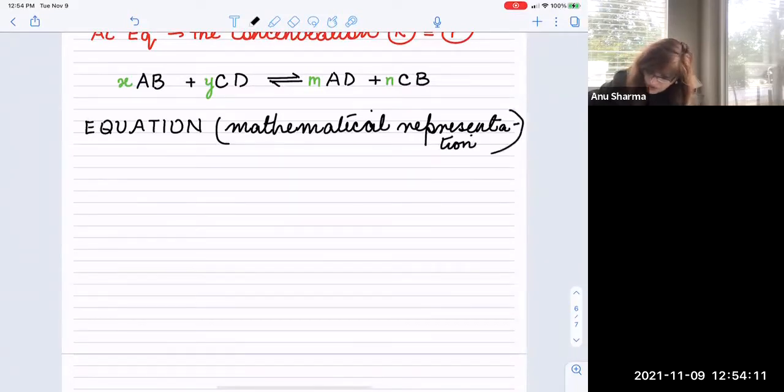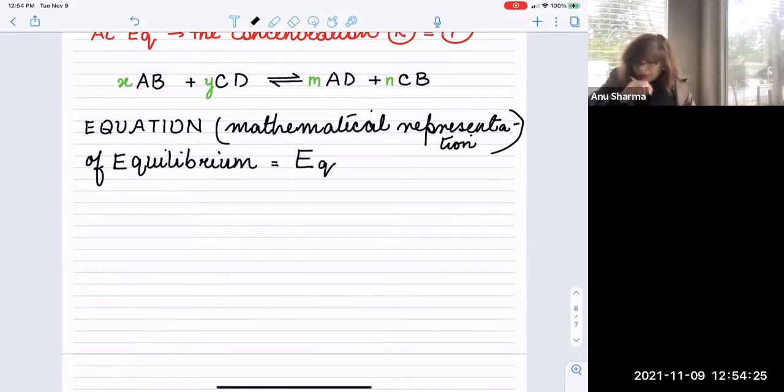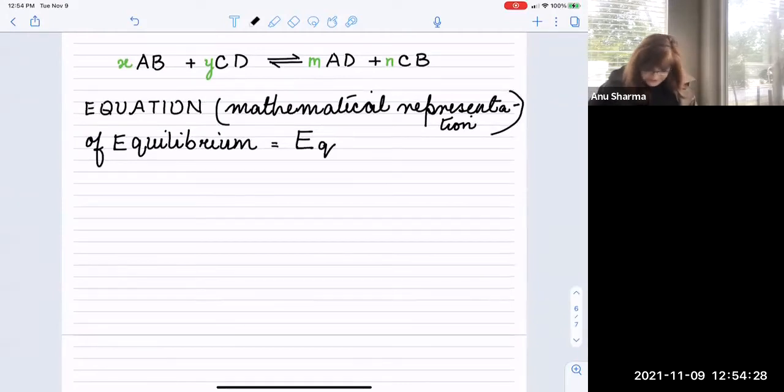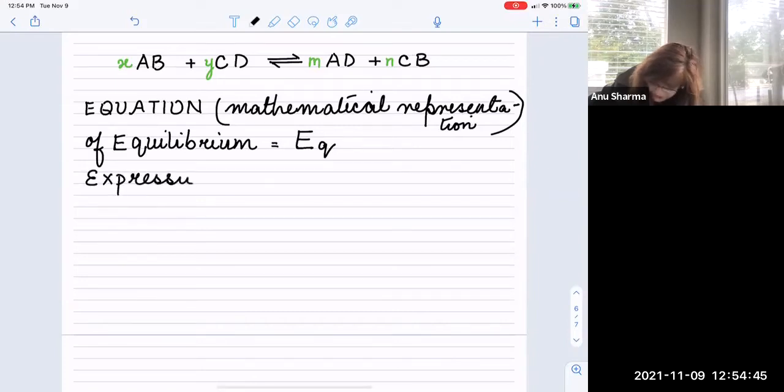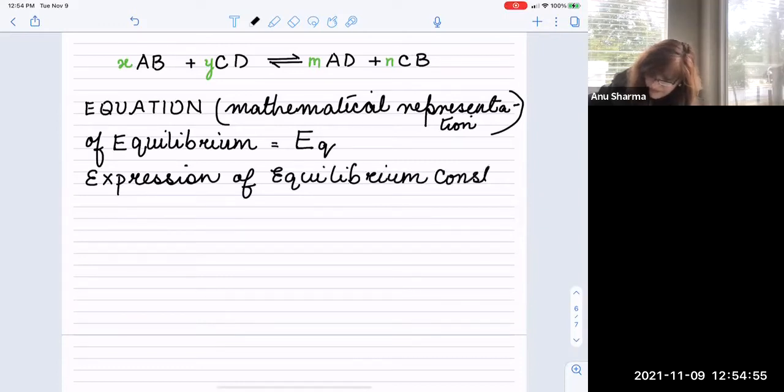Mathematical representation of equilibrium. That is always EQ. This is represented by the constant. Constant, what is a constant? Constant means when it becomes the same. So Kc, the equilibrium constant expression. Expression of equilibrium constant. Okay, what is that?